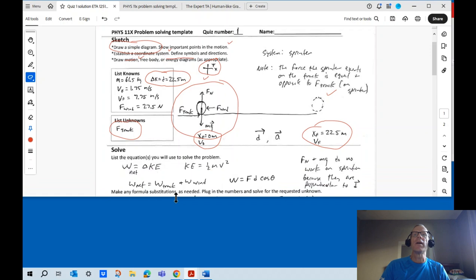And all the formulas, so basically just the fundamental ones. So this uses the work equals change in kinetic energy, so the work done by everything on the sprinter. So I've defined the system as the sprinter. So the wind is exerting a force on the sprinter. So the wind is doing work on the sprinter. The track is doing work on the sprinter.